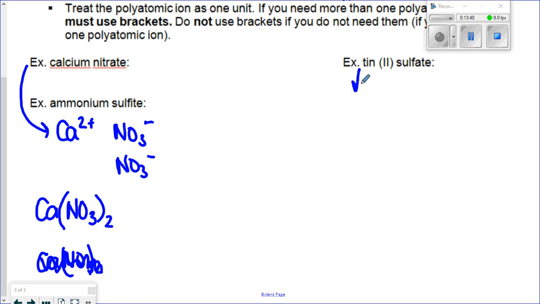Tin(II) sulfate. Again, this 2 is telling us that it's tin with a 2 positive charge. It's not telling us that we need 2 tins within our formula unit. It's just telling us the charge on tin. So tin 2+, sulfate is SO4 with a 2-. That's nice. It balances with the 1-to-1 ratio because 2 positives contributed by tin, 2 negatives contributed by sulfate. So SnSO4.